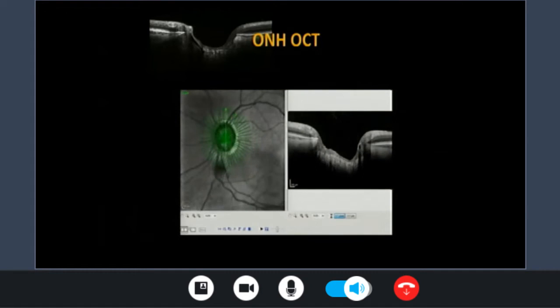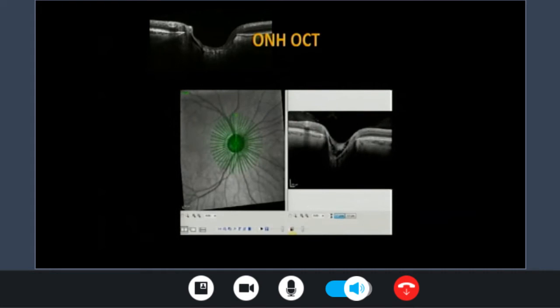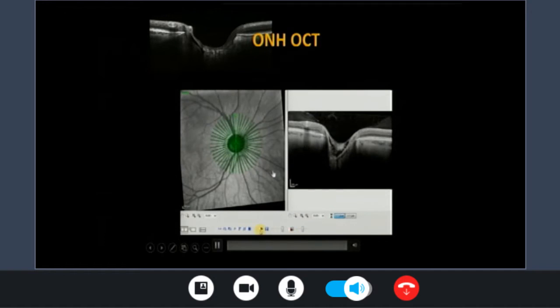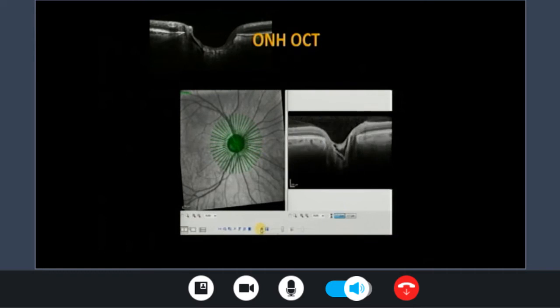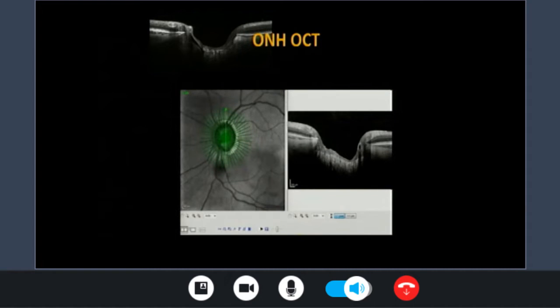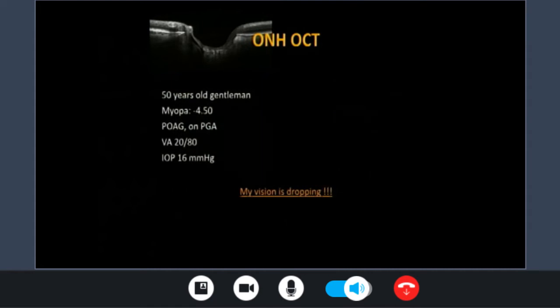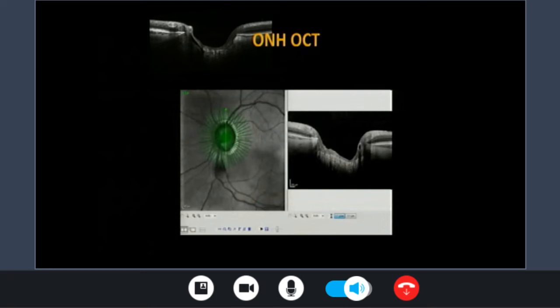This is an example of how we do the segmentation. So first of all, you will go and look for the 24 radial scans of the patient. Once you look at the 24 radial scans, you can look after that for the Bruch's membrane opening. Once you look for the Bruch's membrane opening, then you will look at the segmentation. Is it properly segmented or not?